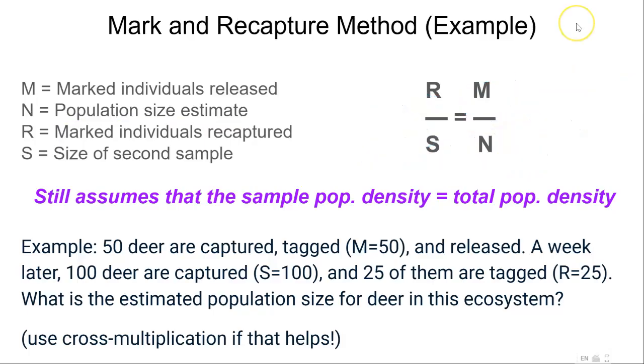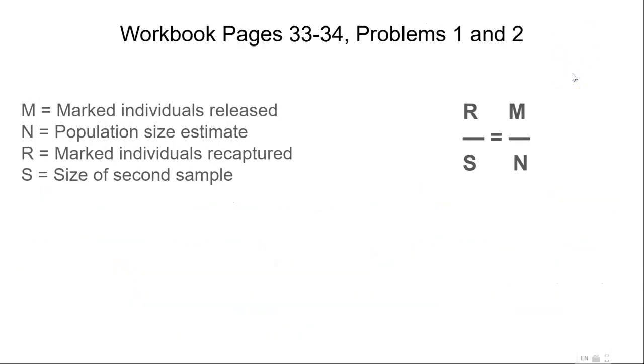This might take a little bit to process, but I want you to try some of the problems. There are some great ones in the workbook on pages 33 and 34, and they use this Lincoln-Peterson index, which is the M and R and S, and using cross multiplication to determine the N. So go ahead and try those problems and see what you find.